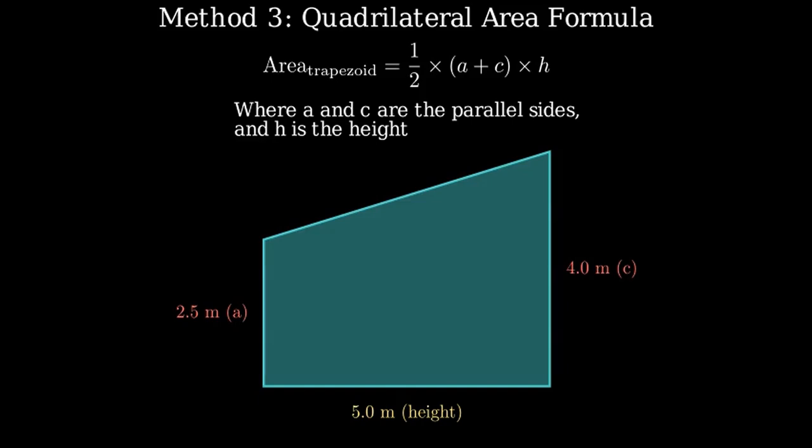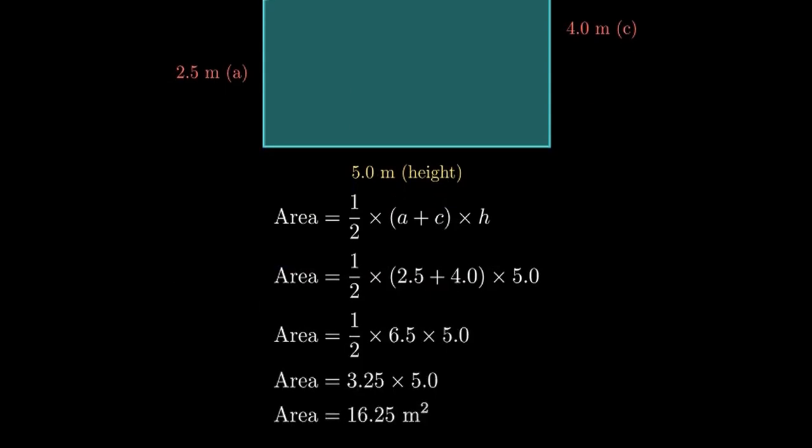Now, let's calculate the area using the trapezoid formula. Area equals 1/2 times the sum of the parallel sides times the height. Area equals 1/2 times 6.5 times 5. Area equals 3.25 times 5. Area equals 16.25 square meters. So, the approximate area of the roof is 16.25 square meters.